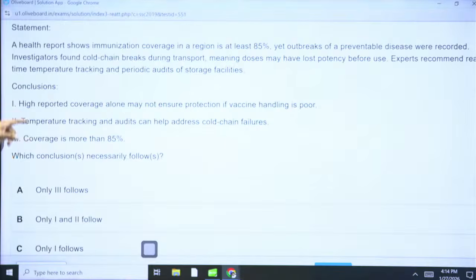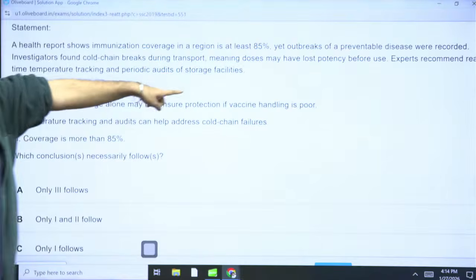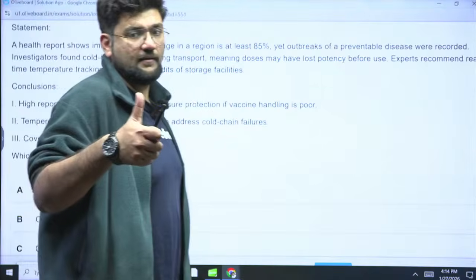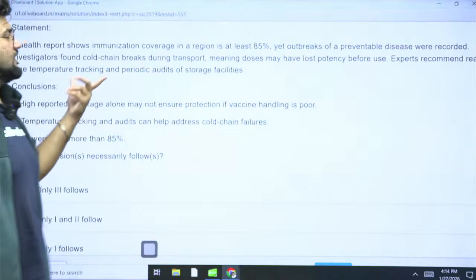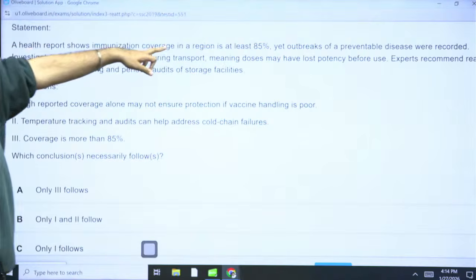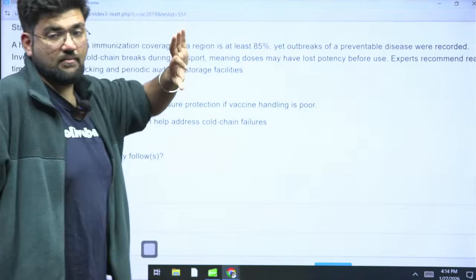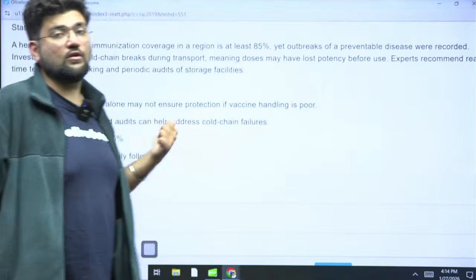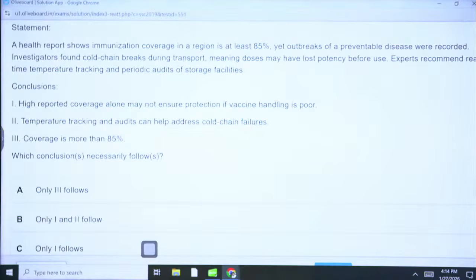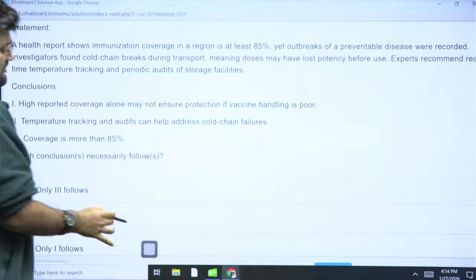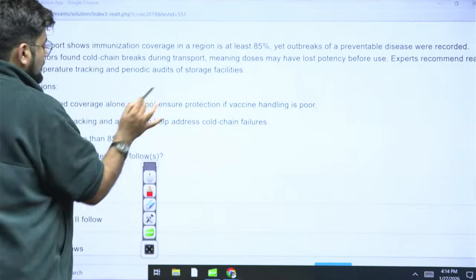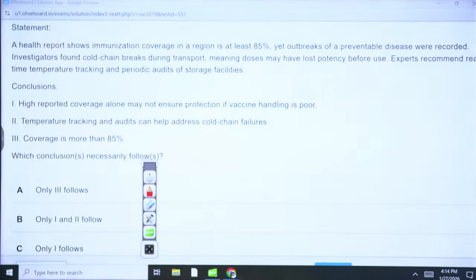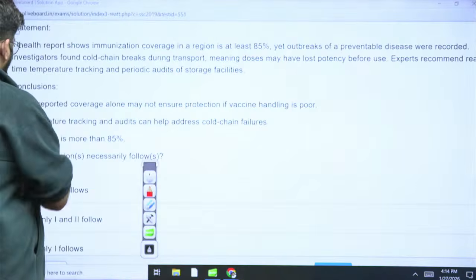He wants to say that high reported coverage alone may not ensure protection if vaccine handling is poor, correct? So a high percentage is reported, coverage is at least 85%. That's a high number, but despite that, it was not a very good fight against the disease. Why? Because it is not going to ensure that protection is being provided, because the handling is poor. Yes, because there were cold chain breaks. Correct? Agreed? This conclusion is valid.